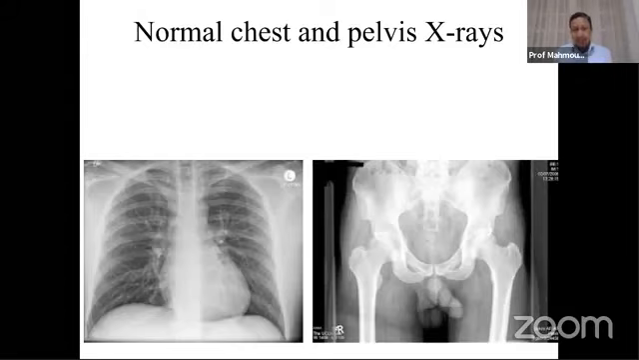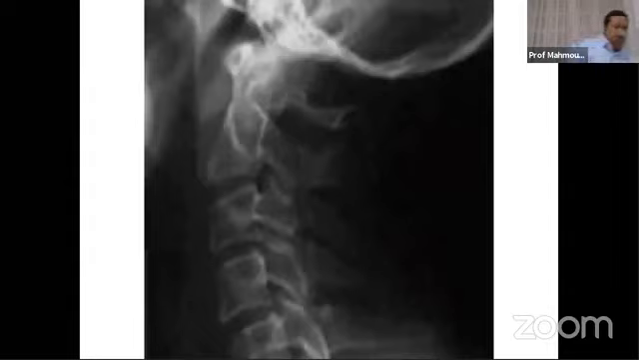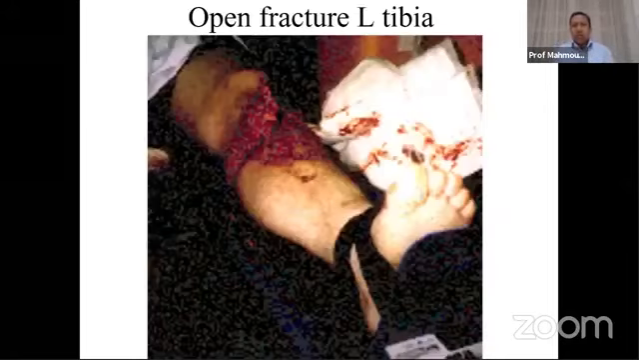But I think it is good to know how to spot pneumothorax, hemothorax, widened mediastinum, or any damage to the heart. Here is a scenario for a patient, which I'm going to discuss very quickly. This is a patient who came with an open fracture left tibia.